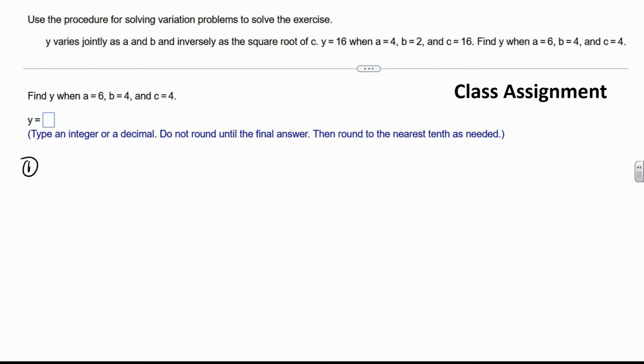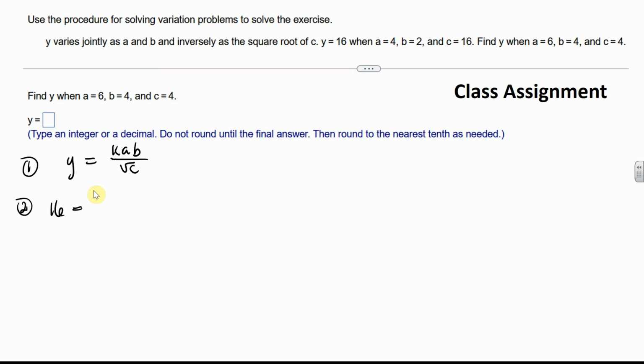So step number one, y varies jointly as a and b. And so we have y is equal to some constant k times a times b. And then it says inversely as the square root of c. So that's inversely, that's going to be divided by the square root of c.